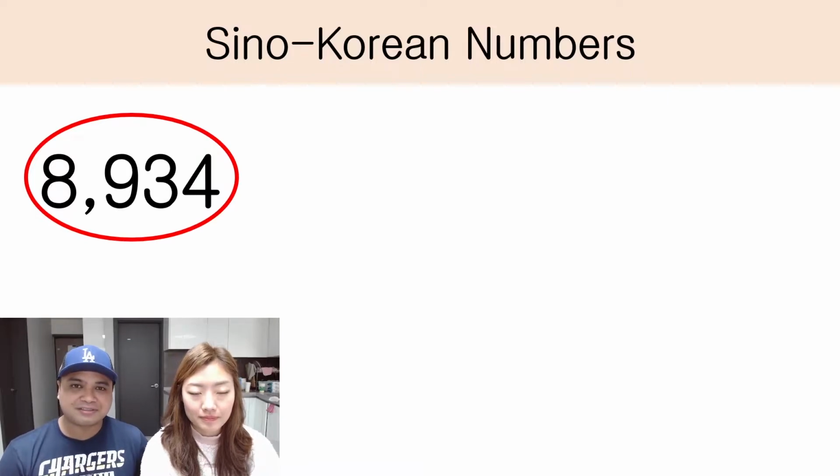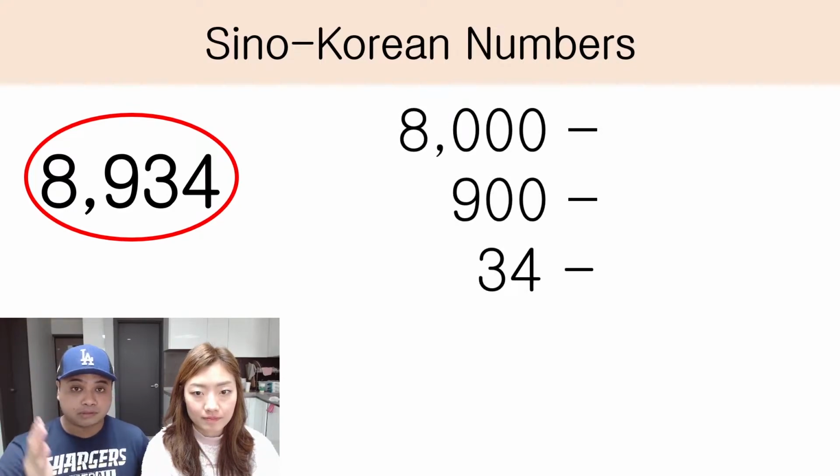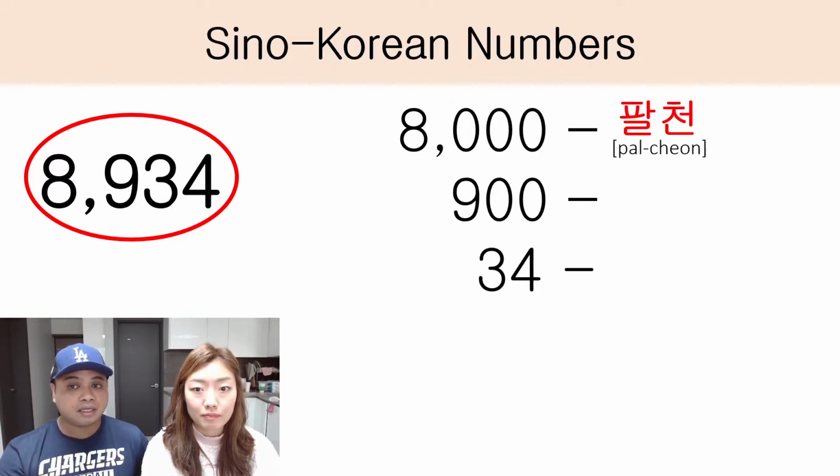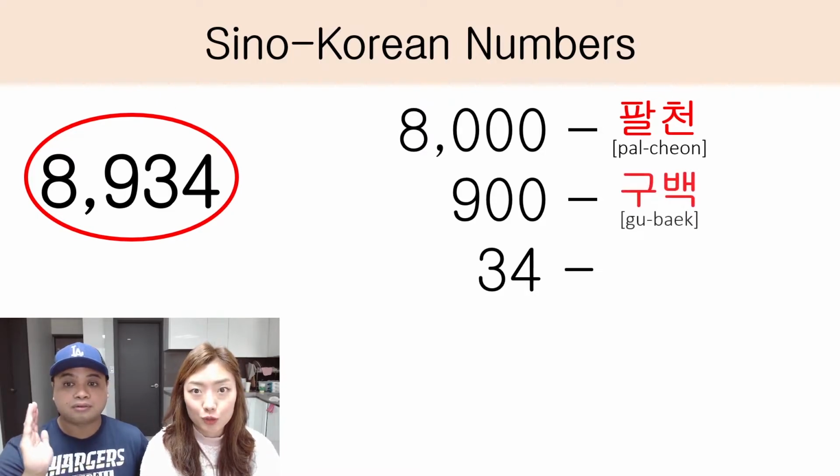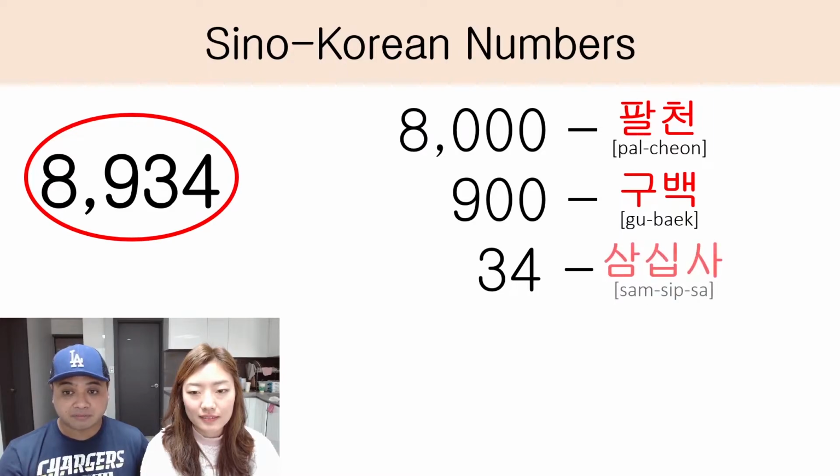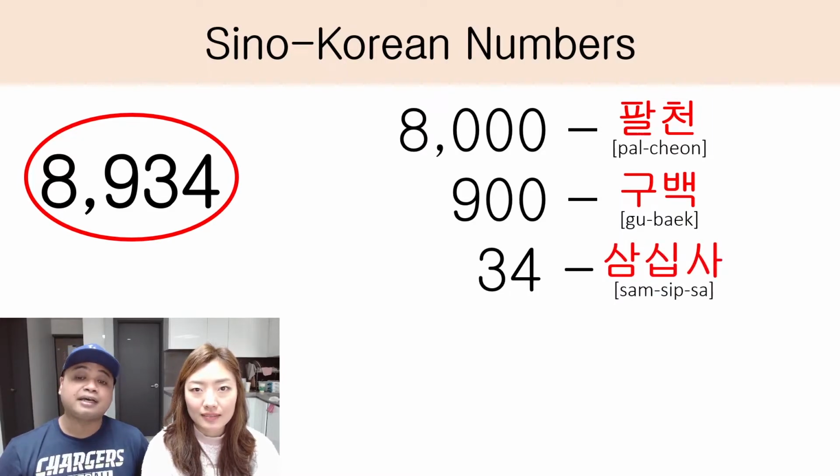Now, this seems so difficult. You know, when I was trying to do something like this at first, it was so hard. But if you just take your time and then break it down, you're going to be able to do it. So first, we need to say 8,000. How do we say 8,000? We need to say 8천, 8,000. And then 900. And then 34.